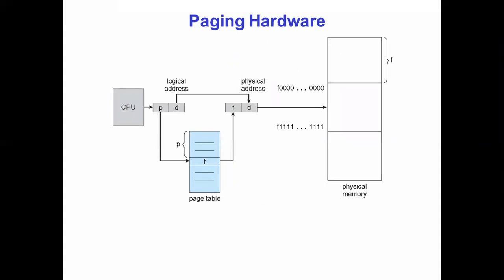So about the paging hardware, now you can see how the central processing unit has connectivity with the page table and the physical memory. So here the physical memory is nothing but the random access memory.